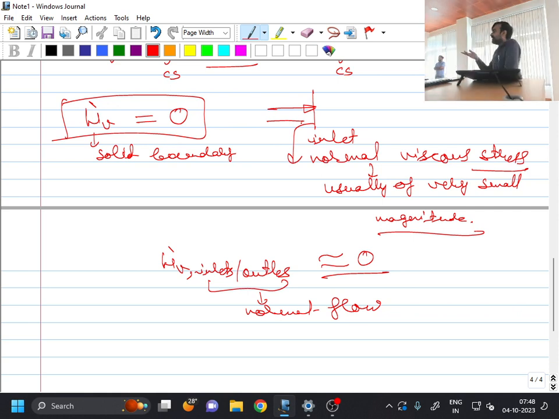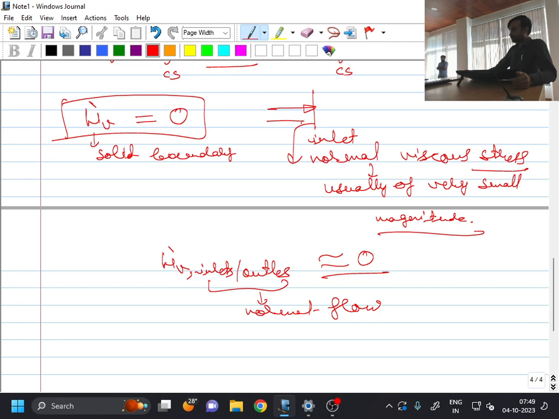How it is nearly equal to 0? Subsequently, whenever we discuss all the components of the viscous stress tensor, we will be able to define these different parameters. Point is clear? So there also the work will be nearly equal to 0.